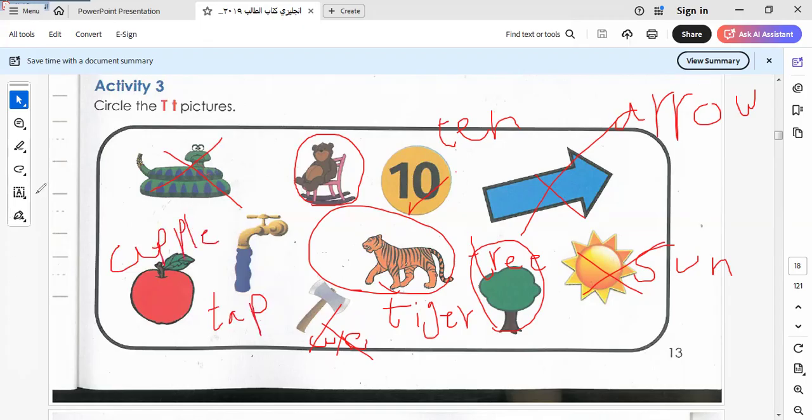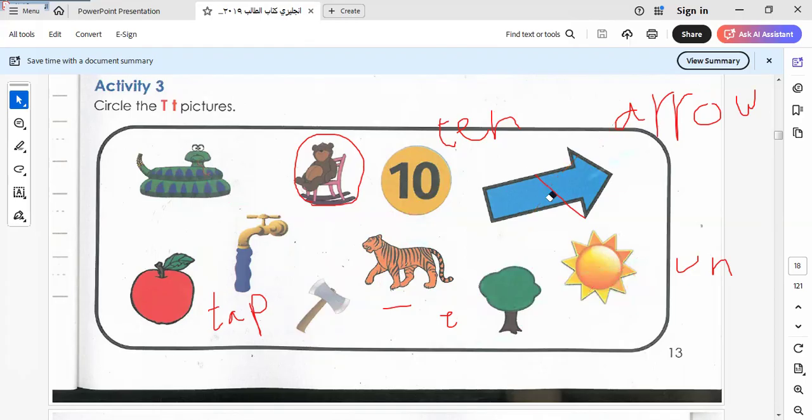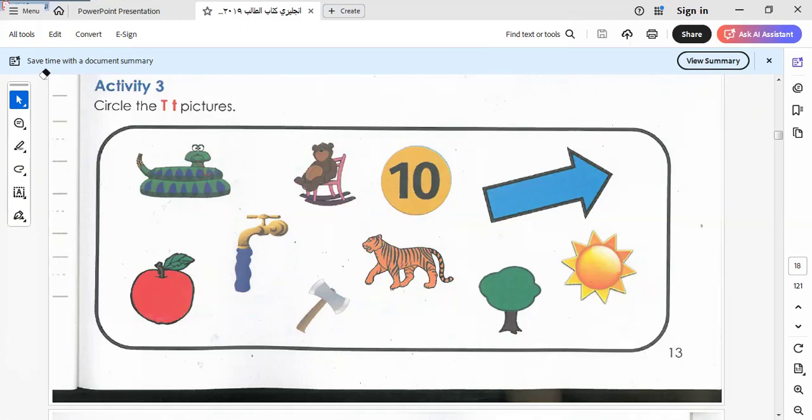So I omit the words that don't start with letter T, and then I select the words that are related to letter T. Let's select them together. Here we have teddy bear, ten, tree, tiger, and tape. All these words are related to letter T. Let's go to another item here in this unit.